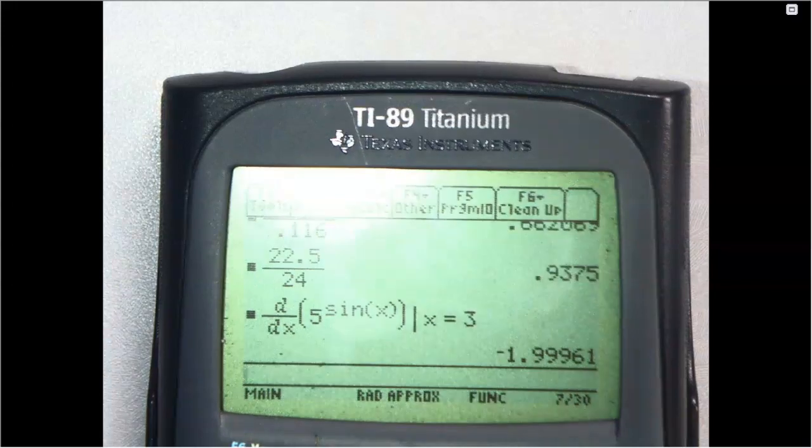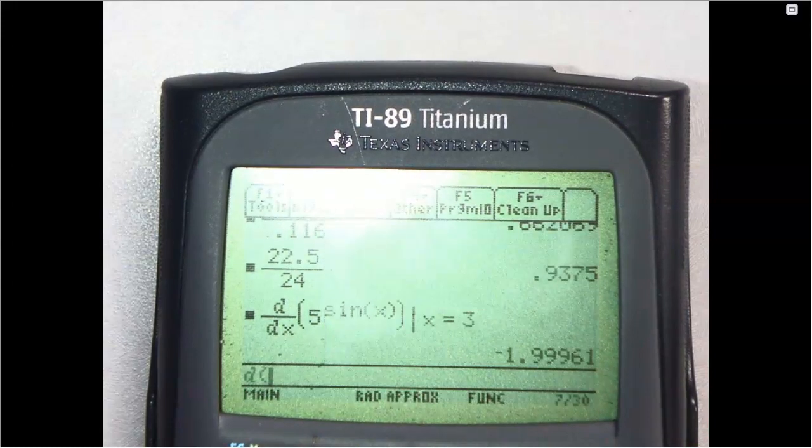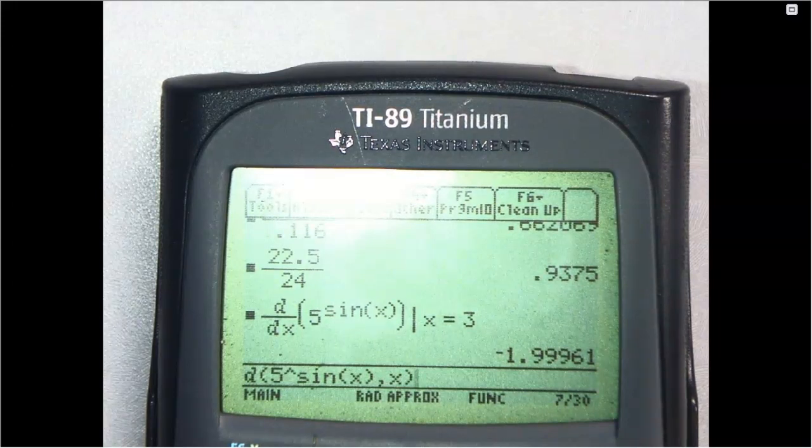So you're going to go F3 for calculus, differentiate, and that's the d/dx part. 5 to the sine of x. So you don't type the y equals. We're going to take the derivative of 5 to the sine of x. And then I'm going to tell the calculator what variable. So you hit comma, and then you hit x. And you close the parentheses. Don't hit enter. Don't hit enter.